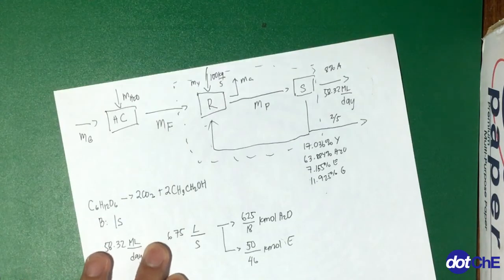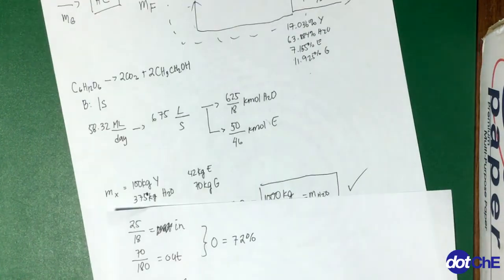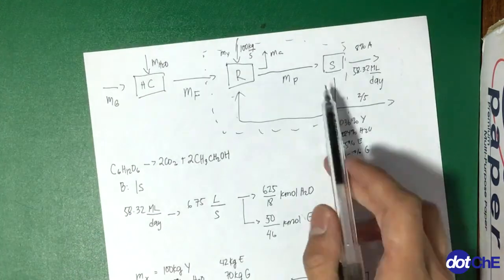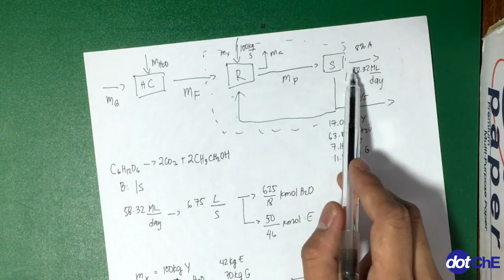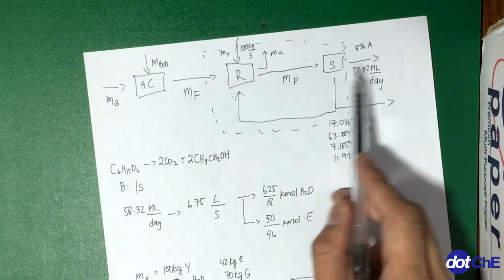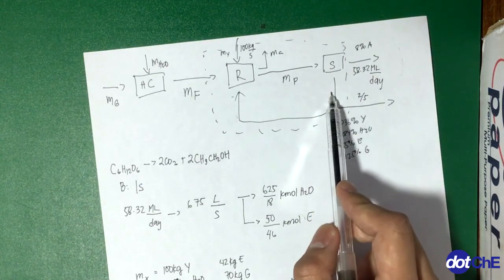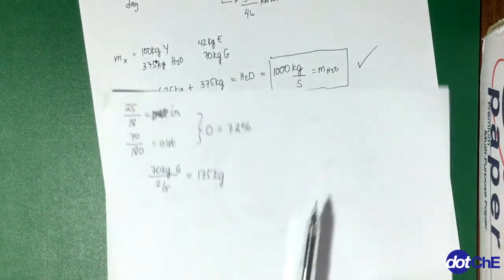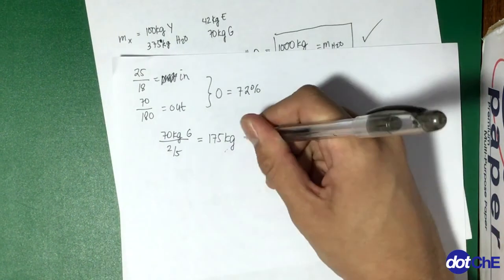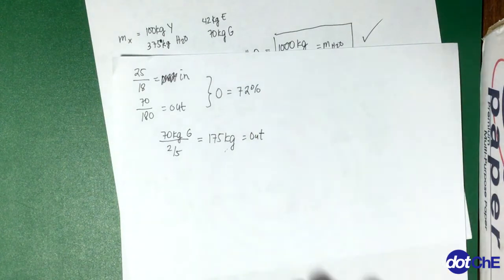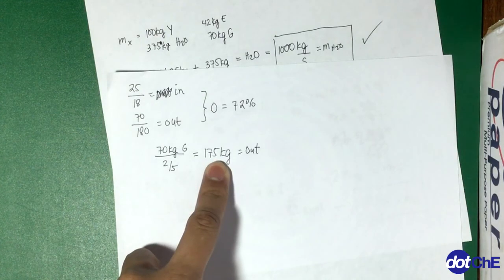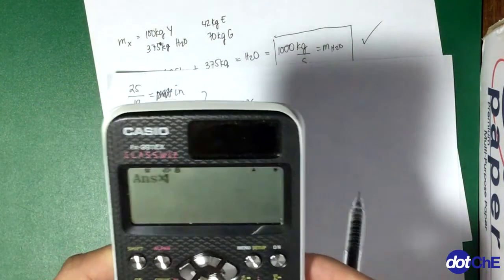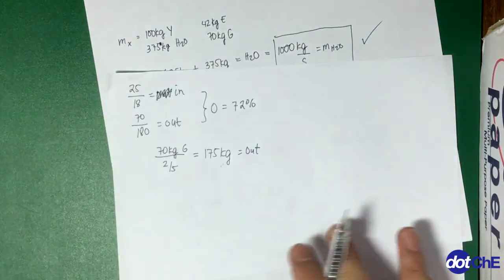Now, the amount of glucose here is equal to the amount of glucose in this stream, since this is just a separator and this stream has no glucose in it. So technically, the glucose in here is equal to the glucose in here. So that's 175 kilograms, which is basically our out. Now, the glucose in the recycle stream, we just multiply this by 3/5. So multiply by 3 divided by 5, we get 105.